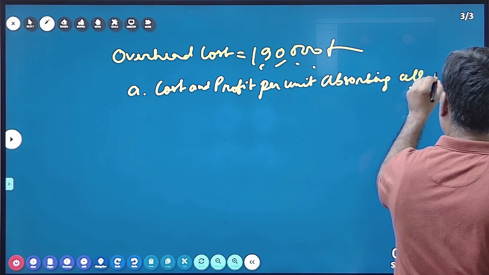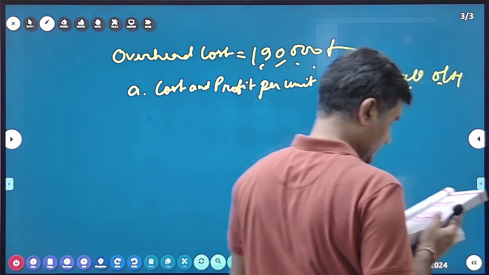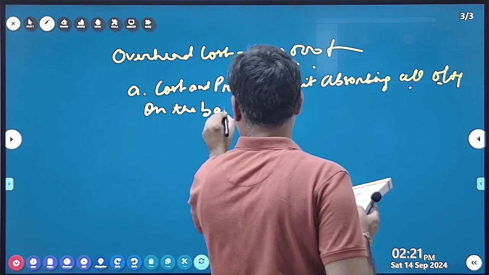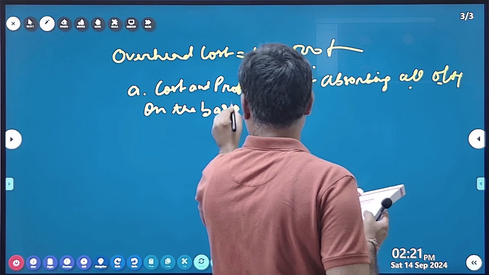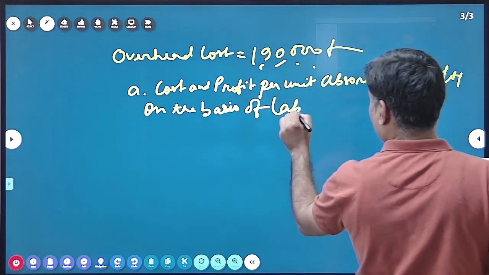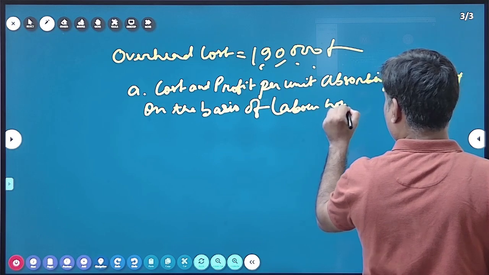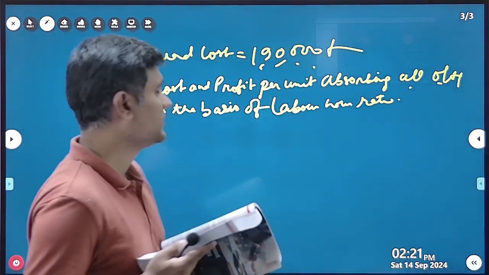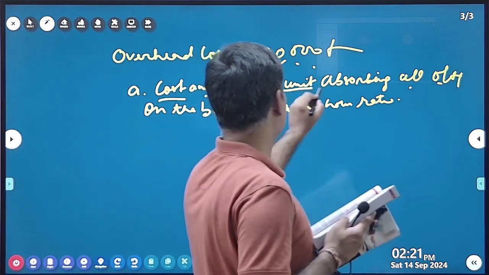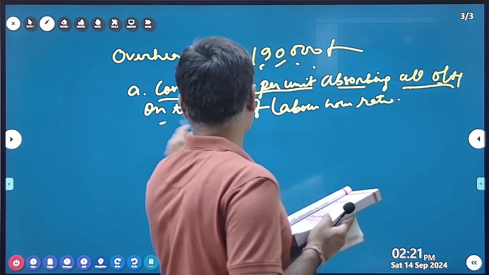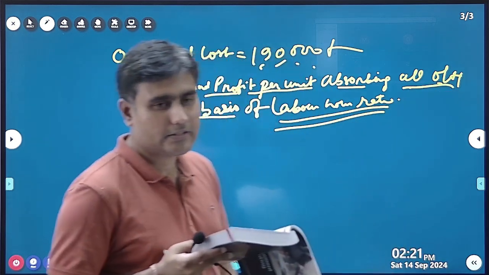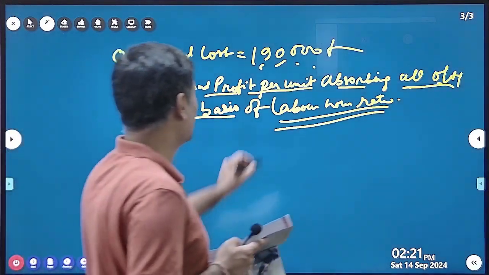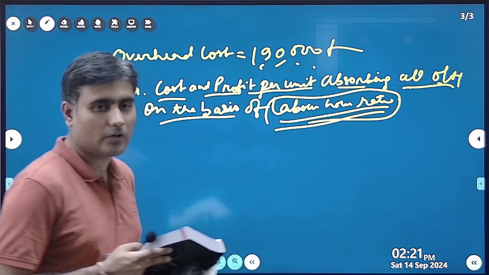Absorbing all overhead on the basis of labor hour rate. So what do you think? We have to calculate the cost and profit per unit absorbing all overhead on the basis of labor hour rate. Is it traditional costing or absorption costing? It is traditional costing, right? Because we are absorbing all overhead based on only one rate, labor hour rate.